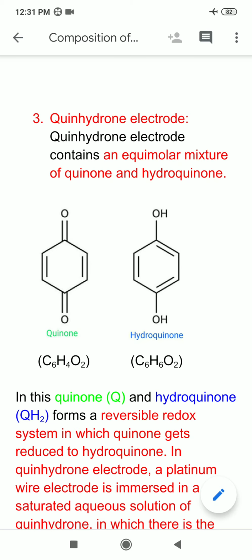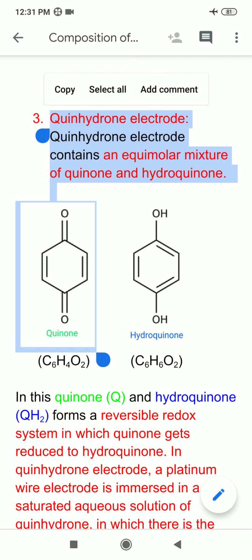So students, our next topic is determination of pH of a solution using quinhydrone electrode. So first of all, what is quinhydrone? Quinhydrone is an equimolar mixture of quinone and hydroquinone. Now what is quinone?